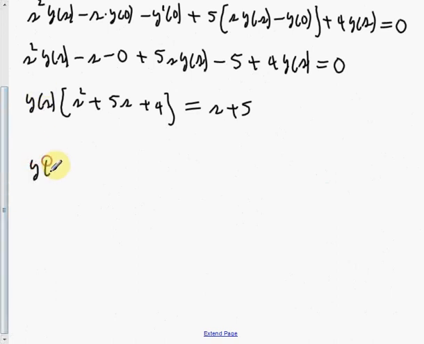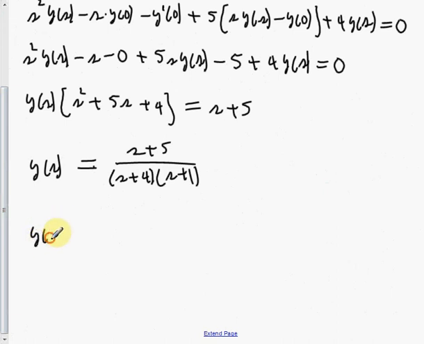Get the Y of s by itself, and when I do, this is s plus 5. Take that term in the brackets, we're dividing by it, and just factor it as we do. This is s plus 4 times s plus 1. Right. Take the inverse Laplace transform of both sides, and I get y of t. The answer is the inverse of s plus 5 all over s plus 4 times s plus 1.